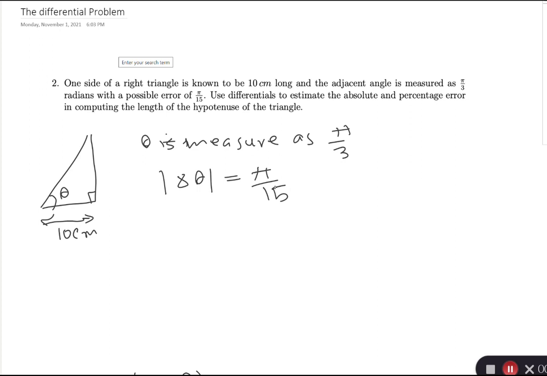Now it's asking to use differentials to estimate the absolute and percentage error in computing the length of the hypotenuse. So let's see, this is the hypotenuse, and we want to use the differentials. So what is the formula for differentials? And this was the formula that we used a bunch of times.